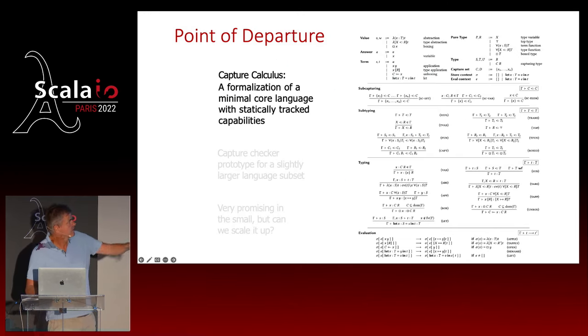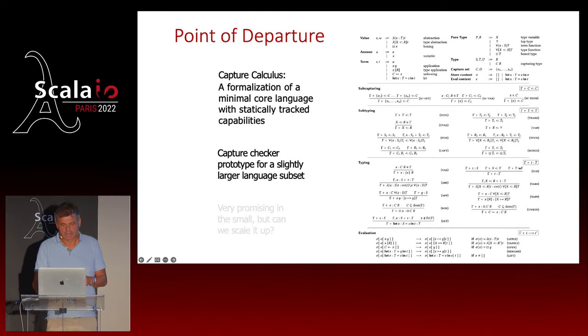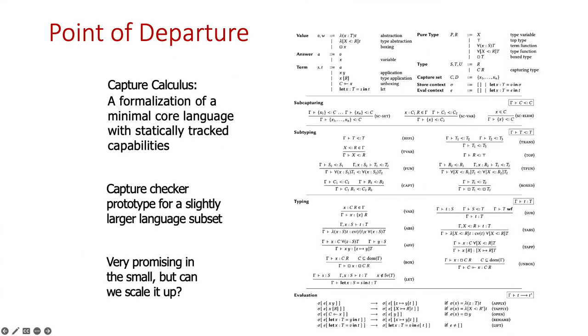So what we have is a simple calculus. The fact that it fits on a single line is quite an accomplishment, and the fact that I can present it on a slide. We have a capture checker prototype for a slightly larger language subset, and the subset gets bigger and bigger. I think we have now most of Scala, so I'm currently trying to run the capture checker over the compiler itself, and when that's achieved, that will be a big milestone. The big question is, can we scale it up? And I think so far the initial results are quite promising.